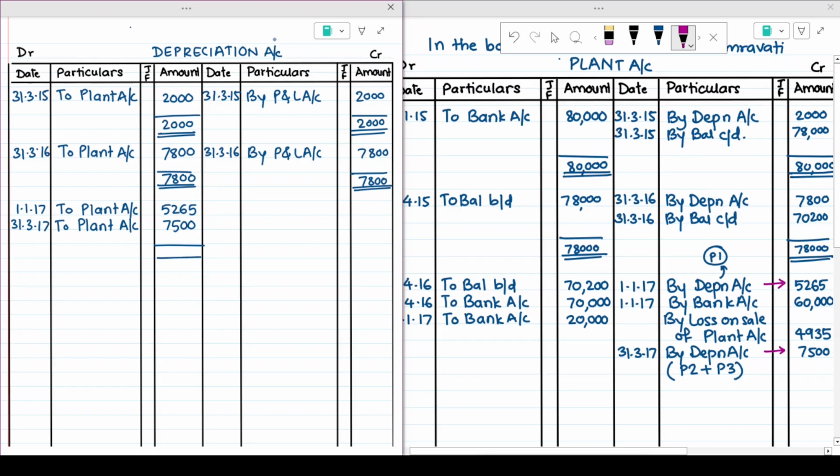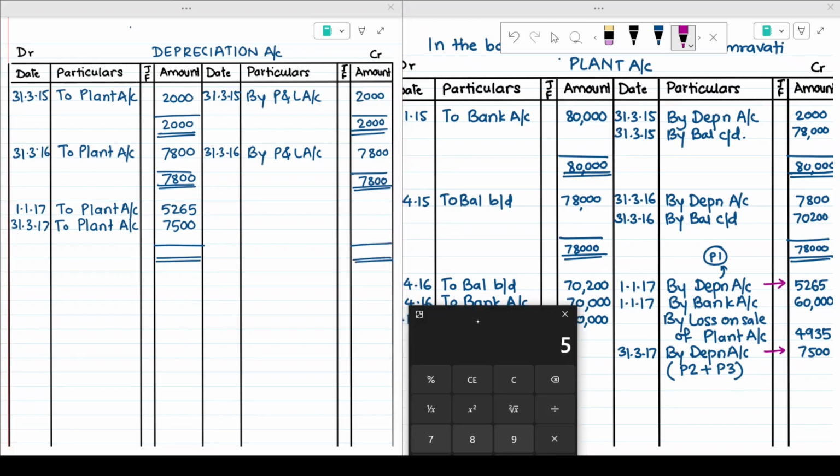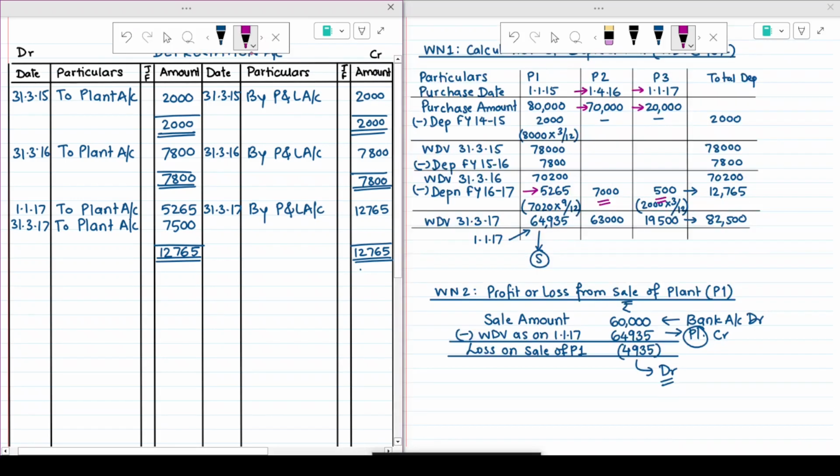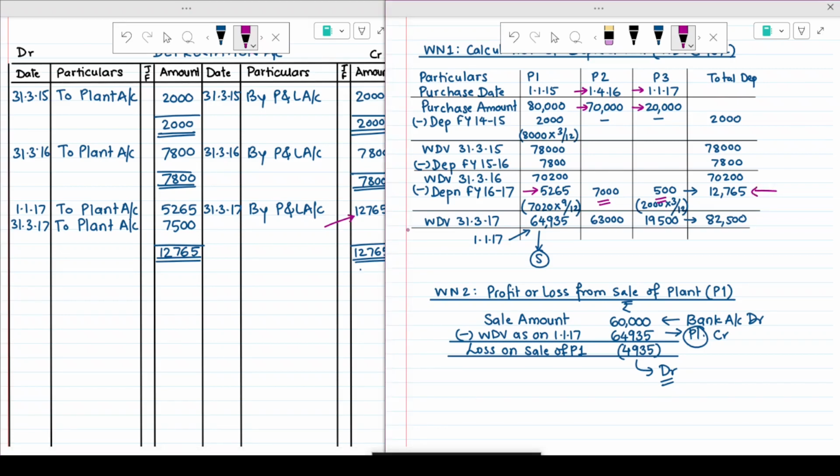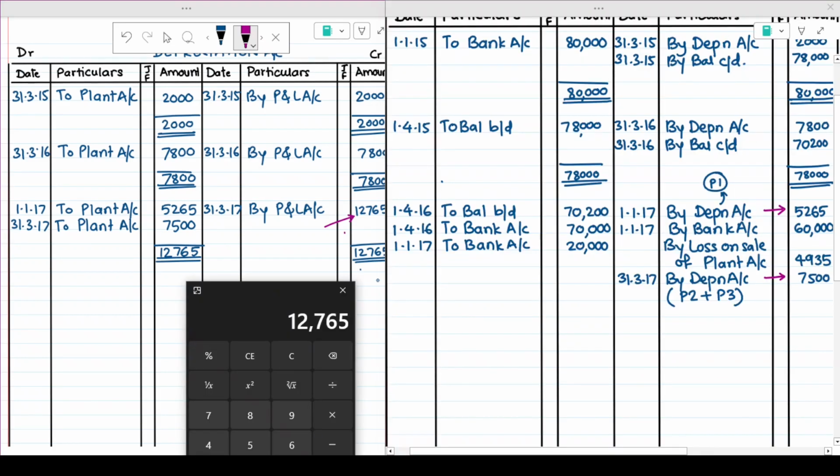Let's close the depreciation account also. 5265 plus 7,500 is 12,765, and this total amount we will transfer to profit and loss account at the year end, 31/3/17 by P&L account, and this amount you can see matches with our working 12,765. So depreciation account is closed.